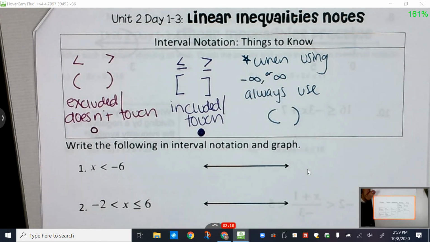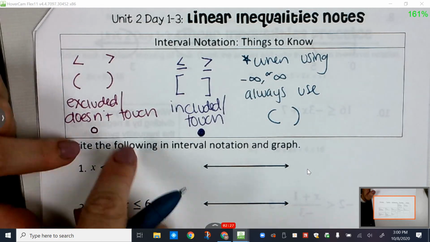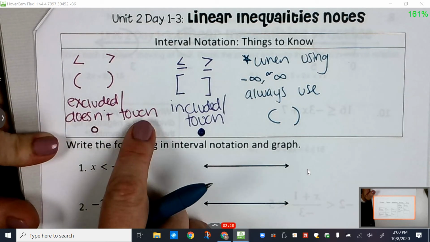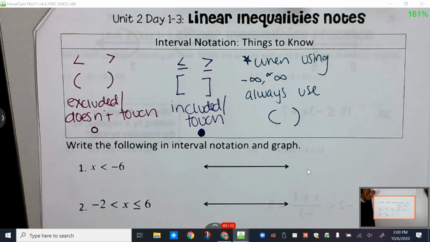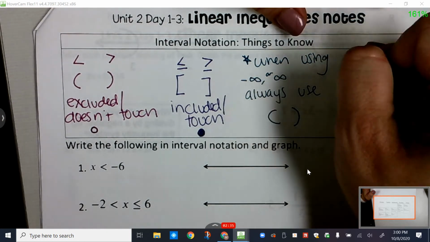You can't have infinity money, you can't have infinity anything. It's just a symbol to represent that it keeps going. So you can't touch that. That's why it's always using parentheses. And a couple more things that will make more sense as we keep going.